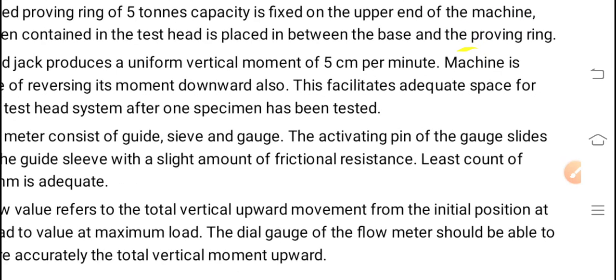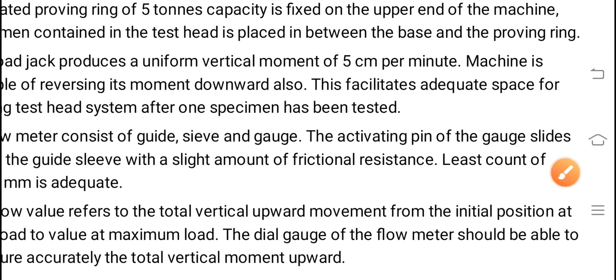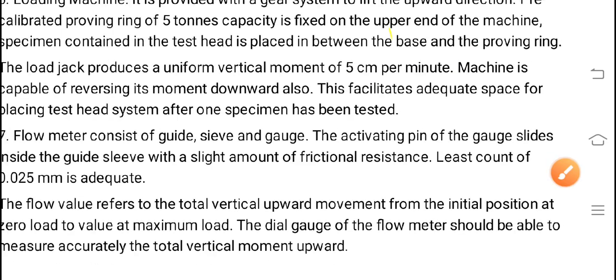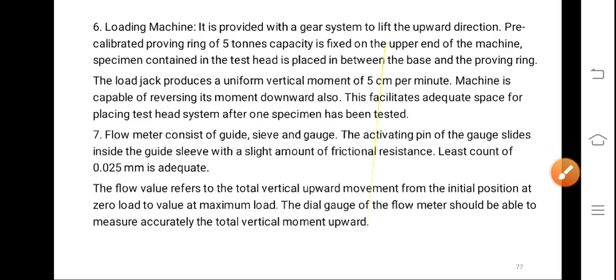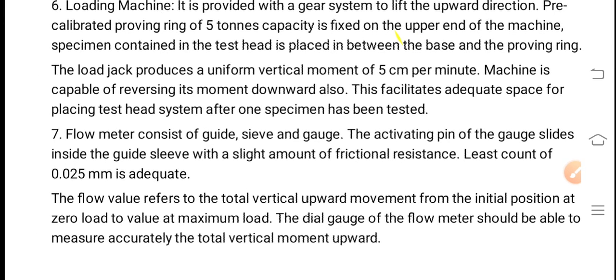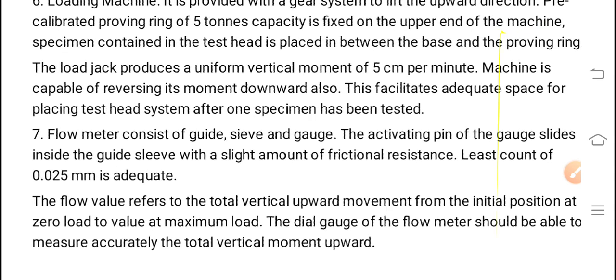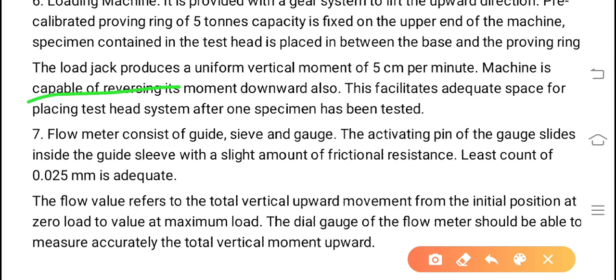That is also important. It provides a vertical movement of 5 cm per minute, that is the rate of movement. The machine is also capable of reversing its movement downward. Why? After the test is completed, that particular specimen along with the mold is to be removed from the machine. For that it is required to move downward also, therefore reversing is possible. This facilitates adequate space for placing the test head system after one specimen has been tested.